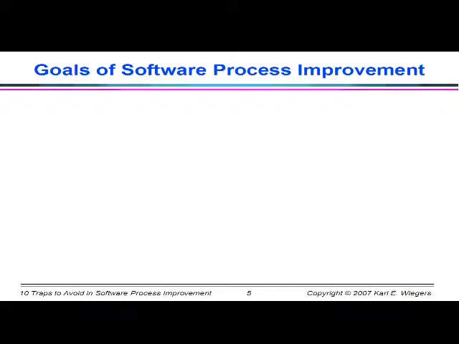Incidentally, software process improvement is abbreviated SPI, and some people pronounce it "spy," but I don't call it that. It just doesn't sound right to me.